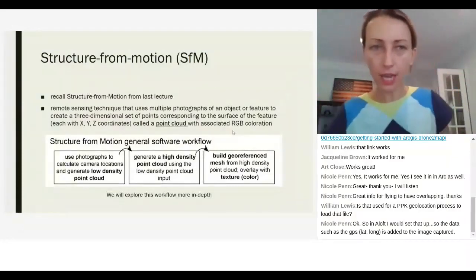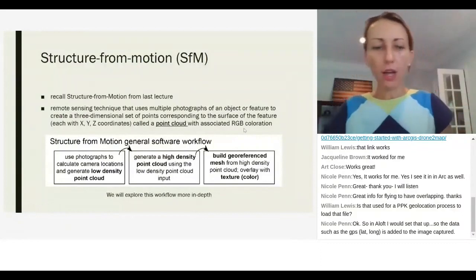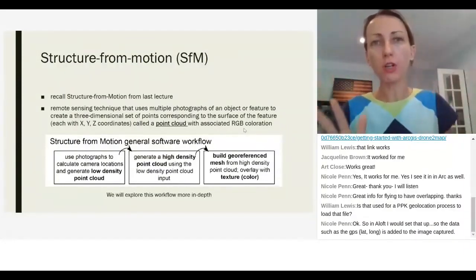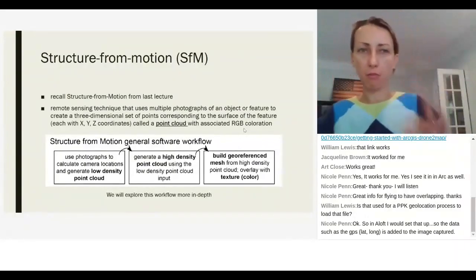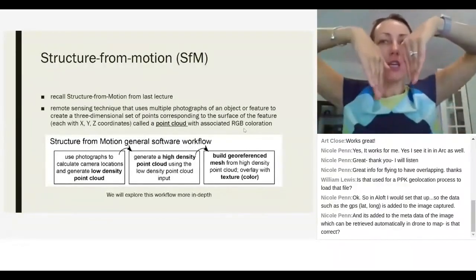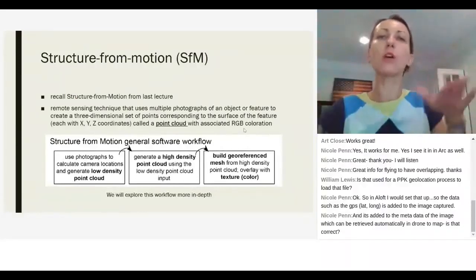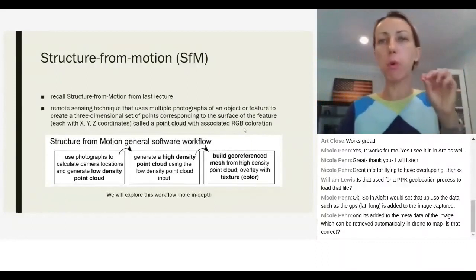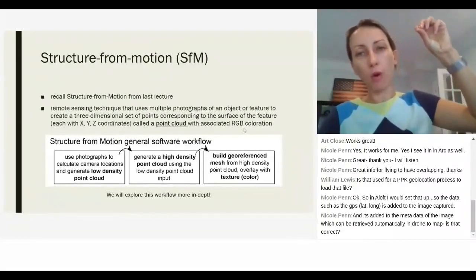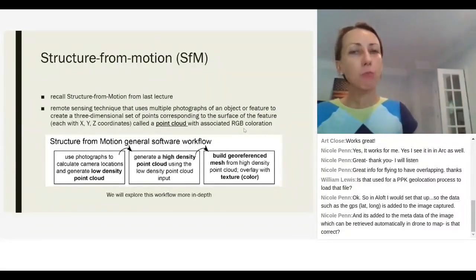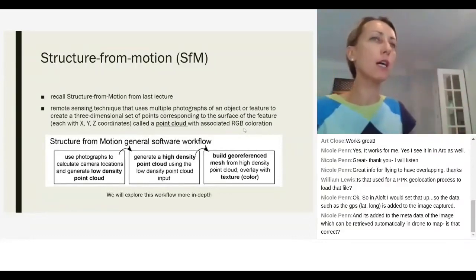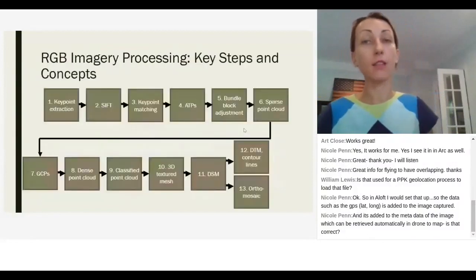And as I highlighted in the previous handout, everything that happens in Drone2Map, in those tabs that you can modify or you can just leave them alone, relies on a structure from motion algorithm, okay? A structure from motion algorithm is the remote sensing technique that uses photographs of an object or an area taken from multiple angles, whether it's at 90 degrees or oblique, you're still getting the same area from multiple angles through the overlap, to create a three-dimensional set of points that essentially correspond to the surface of whatever you're mapping. And that three-dimensional set of points is called a point cloud. Okay. And that point cloud we can then take and color with the RGB colors from our camera. But really, what you're creating when you run Drone2Map is a point cloud.